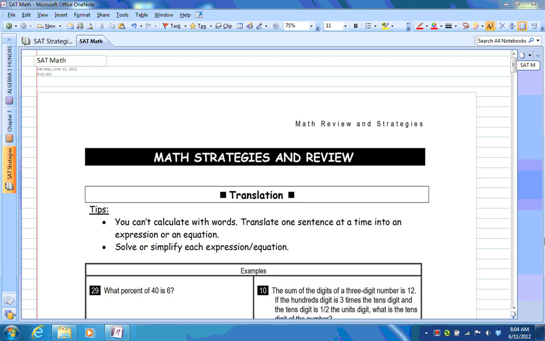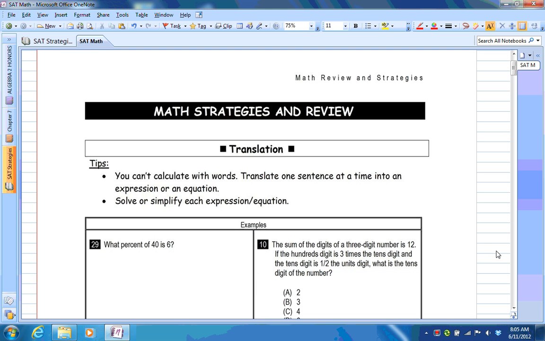Hello, welcome to this lesson on math strategies. Today we're going to talk about the first two pages of math strategies in the binder. The first one we'll talk about will be translation.